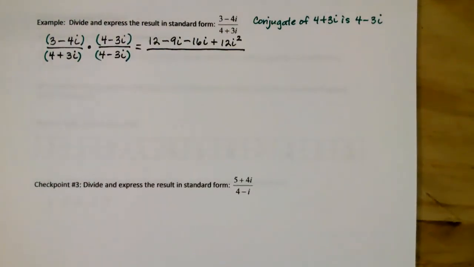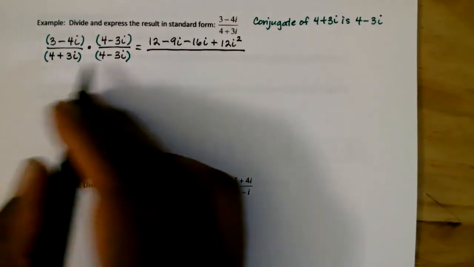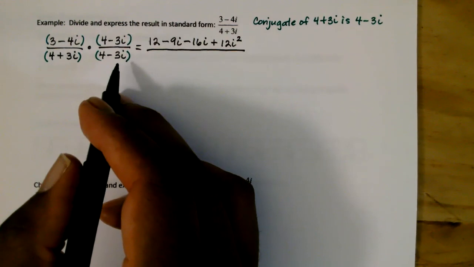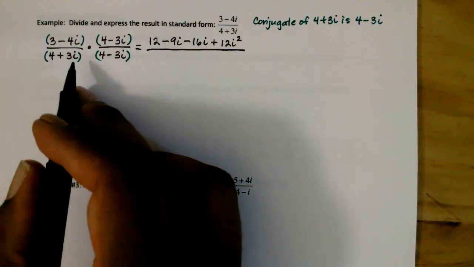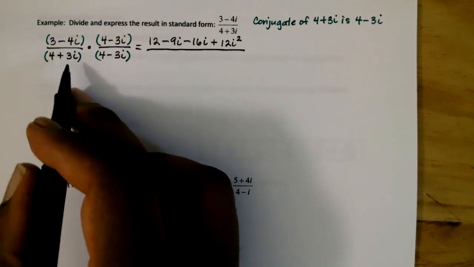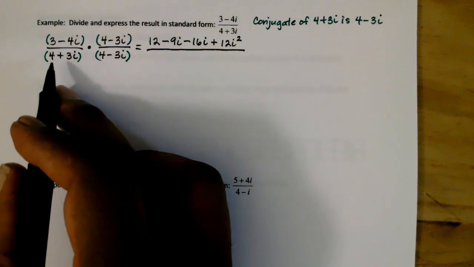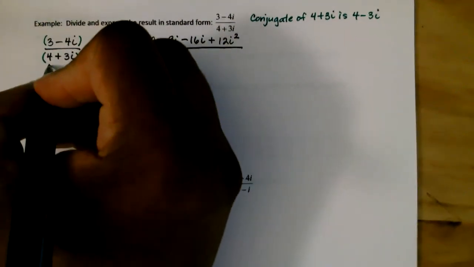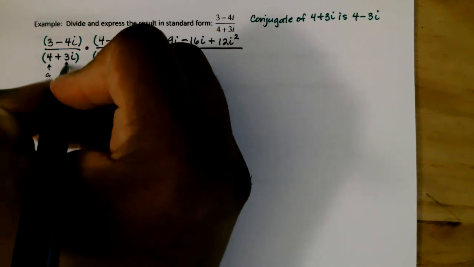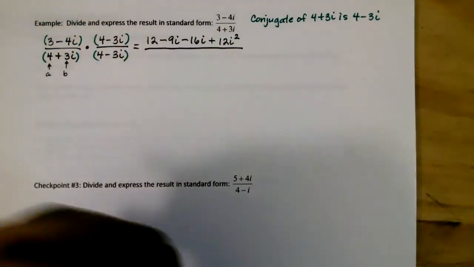And that's going to be divided by, now notice the denominator is the complex conjugate, so we're going to be using the rule of squaring the first term plus the square of the last term, or the imaginary part. Square the real part plus the square of the imaginary part. This is your A, the real part. This is your B, the imaginary part.